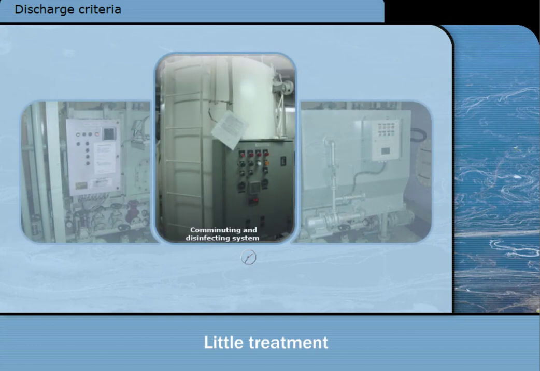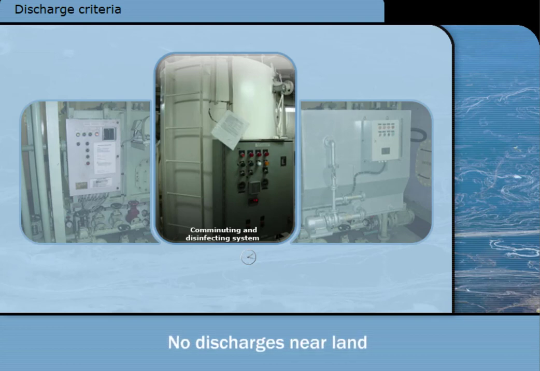Sewage treated in a sewage comminuting and disinfecting system may be discharged overboard if the ship meets the MARPOL requirements for distance from land. If the ship is too close to land, then the sewage must be stored on board. These systems will not be allowed to be used on passenger ships while they are in special areas.